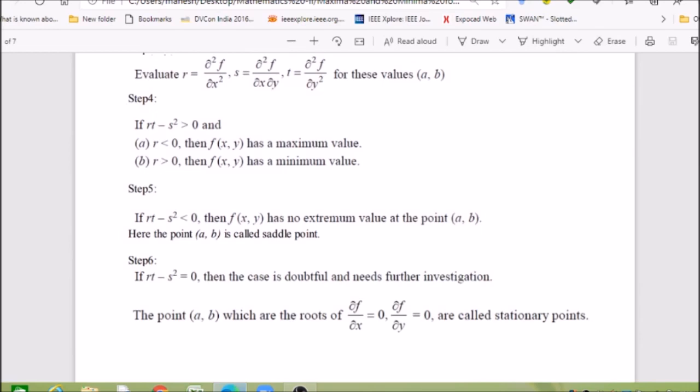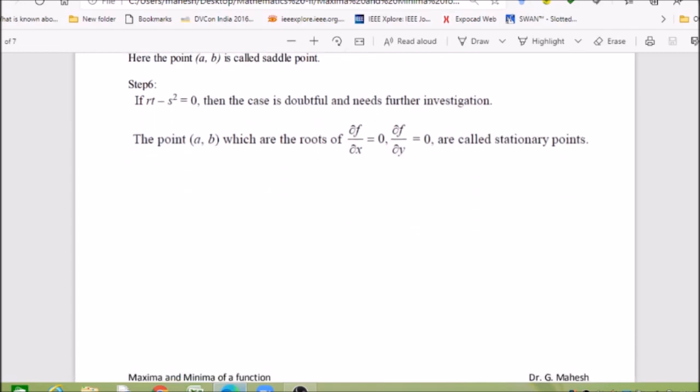If rt minus s² is greater than 0 and r is less than 0, then f(x, y) has a maximum value. And if rt minus s² is greater than 0 and r is greater than 0, then f(x, y) has a minimum value. If rt minus s² is less than 0, then we cannot find any minimum or maximum values. We call such a point a saddle point. If rt minus s² equals 0, then further investigation is required.